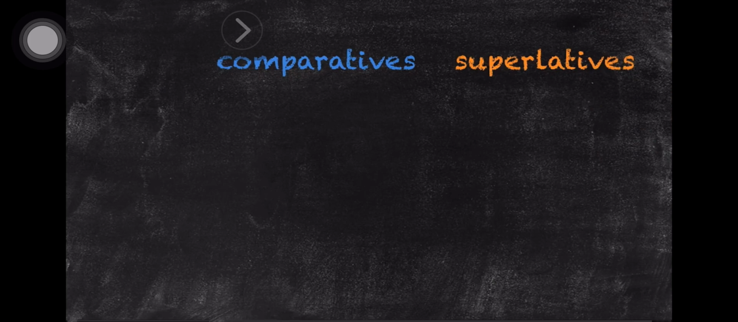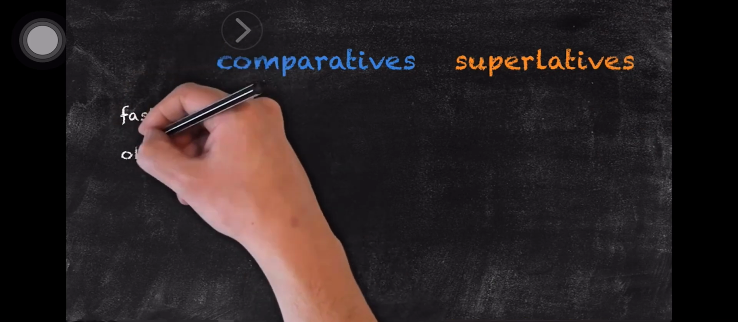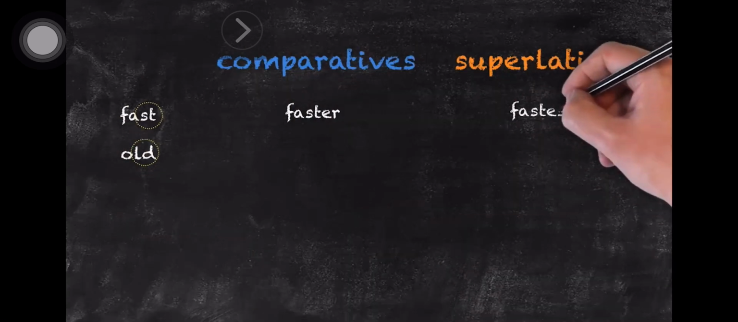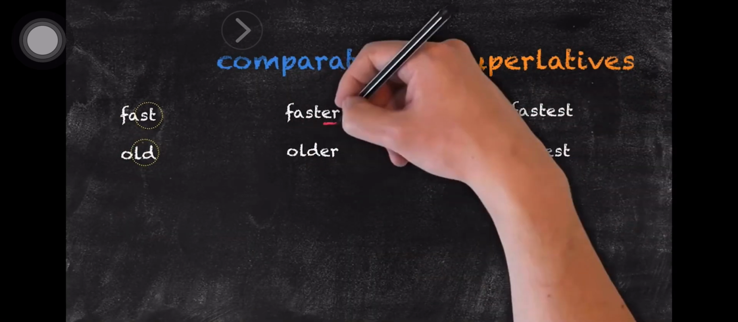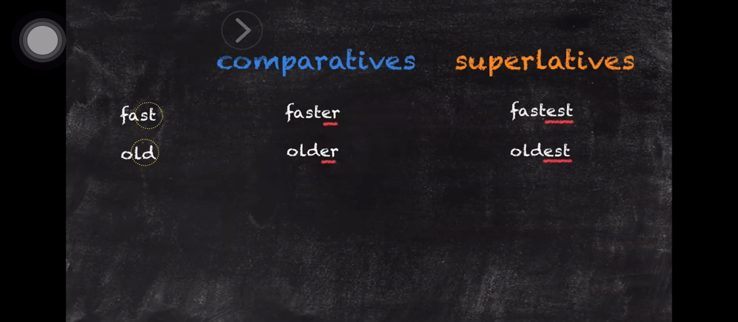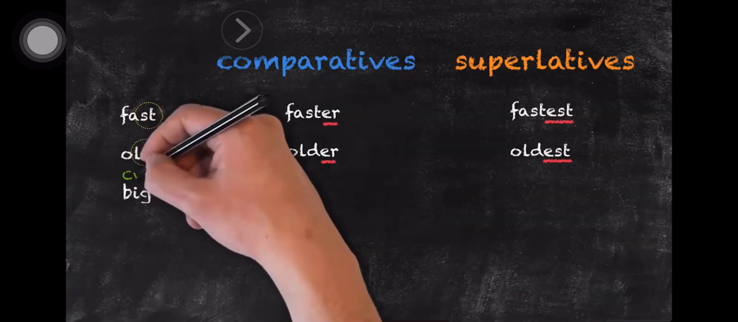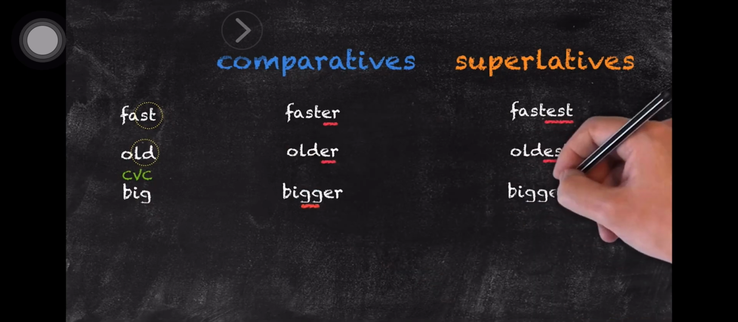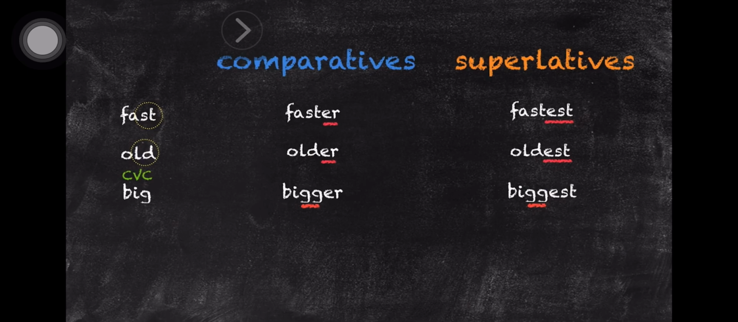With one-syllable adjectives such as fast and old, where we have two consonants at the end, we simply add our ER or our EST. However, with one-syllable adjectives where the pattern is consonant, vowel, consonant, we have to double our final consonant before adding ER or before adding EST.